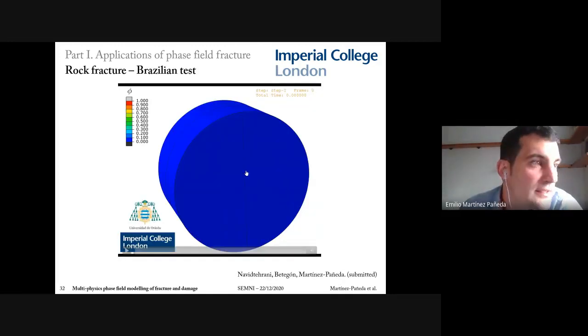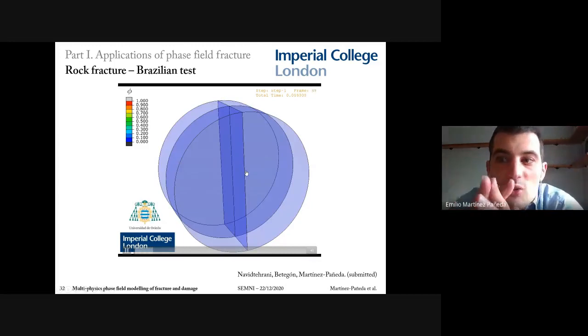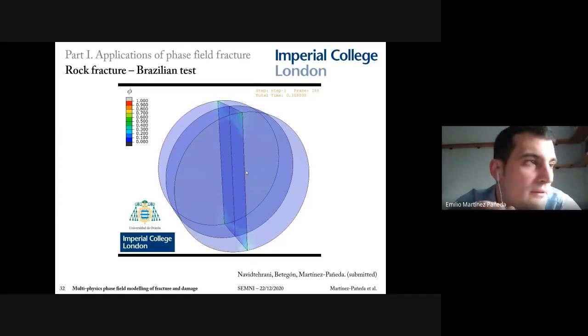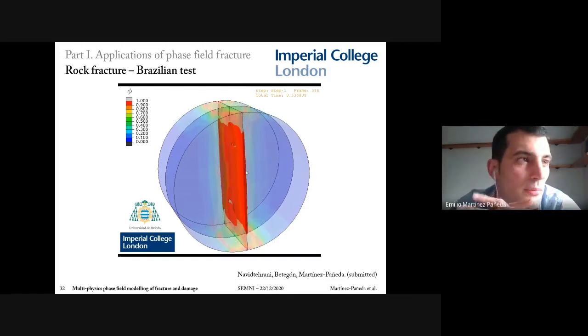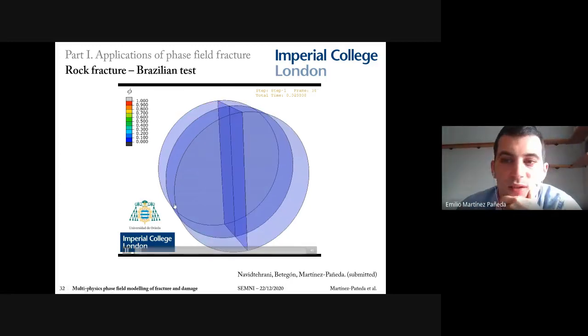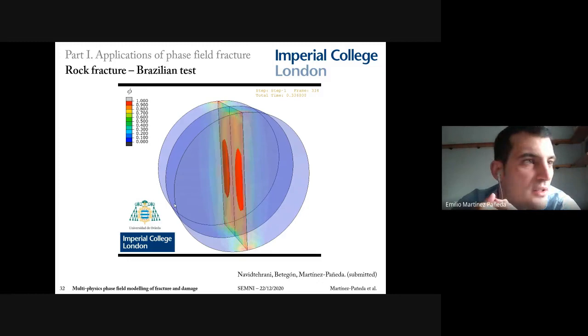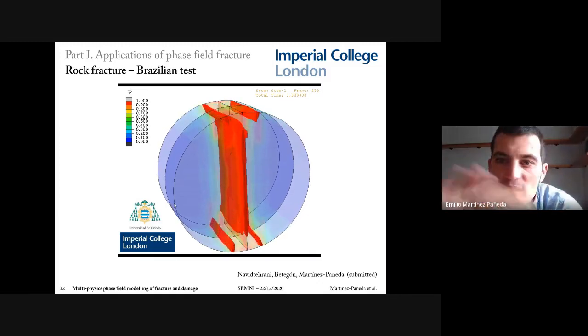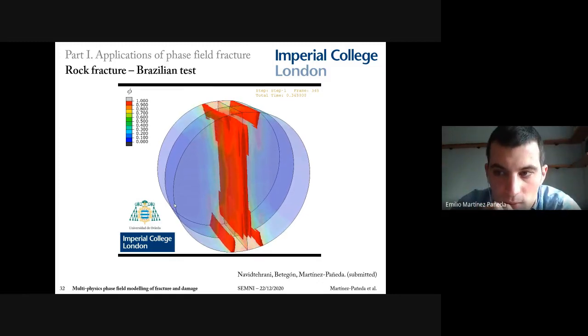And last but not least, I just want to show one slide of what we have been doing recently in rock fracture. This is a 3D model of the so-called Brazilian test, which is widely used to measure the strength of rock-like materials. And there's some controversy among the experimentalists on where exactly the crack initiates, and we think that phase field can bring insight into this. So this essentially concludes the first part of my talk.